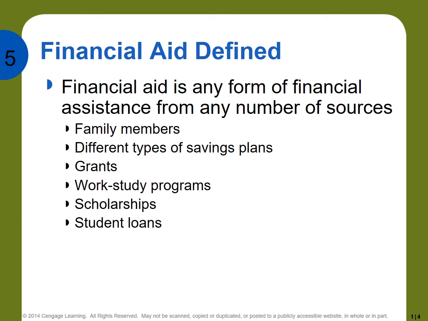Financial aid is any form of financial assistance from any number of sources. Most of the time we think of it as grants and student loans, but financial aid may come from family members giving you money to go to college, different types of saving plans that your parents may have done preparing you, work-study programs where you actually work on campus and get paid for working as a part of your financial aid, scholarships, numerous scholarships available out there, and then of course student loans. So it's not just student loans and grants.